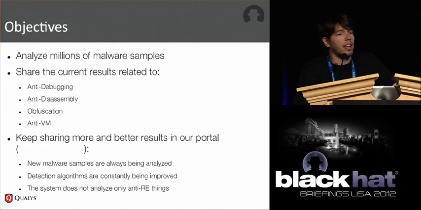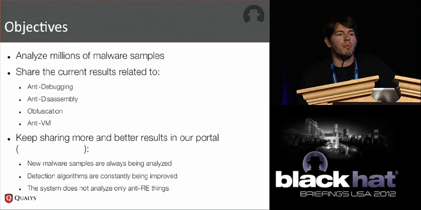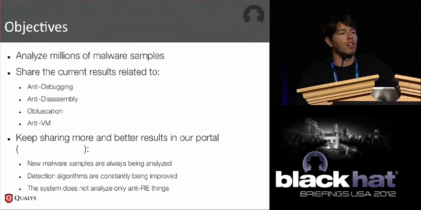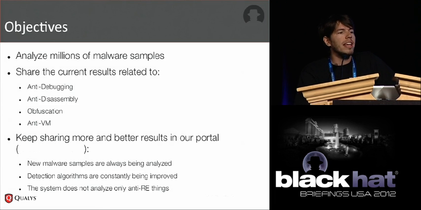As Gabriel pointed out, we have four different sections. I know in the name we don't mention the obfuscation, but obfuscation is something that prevents us from actually detecting the other three sections, so that's why we have to detect it as well. And of course, the idea is to share information.